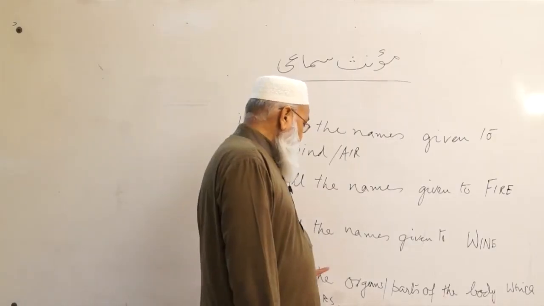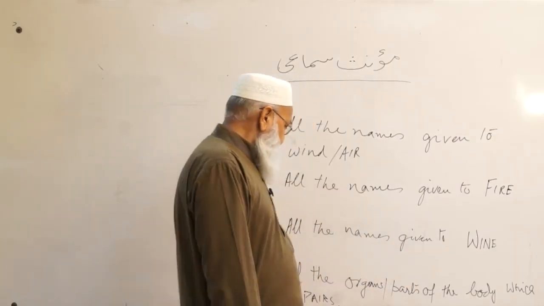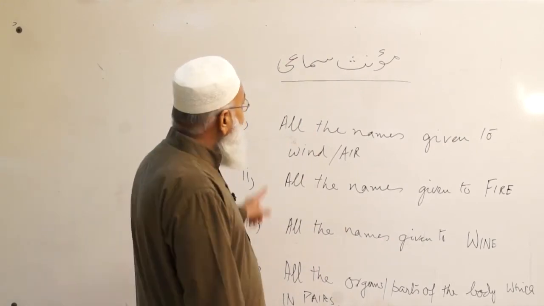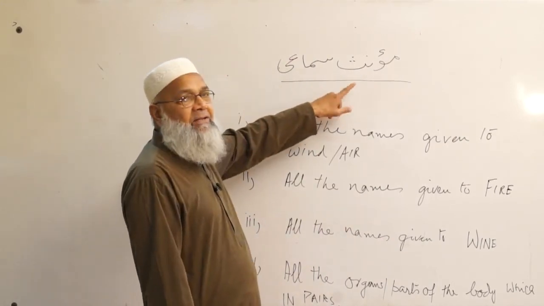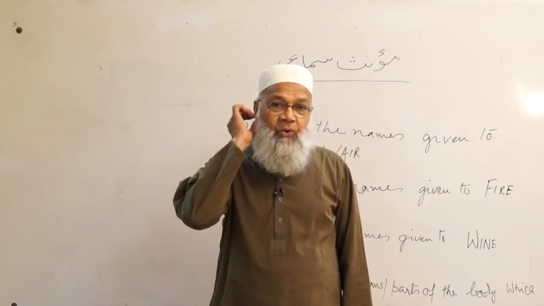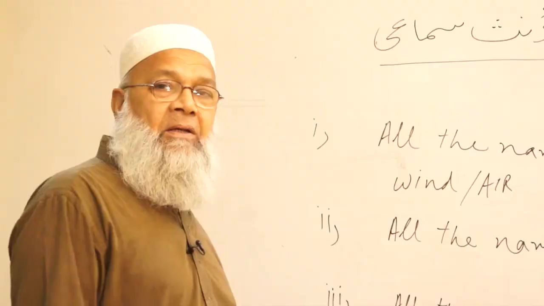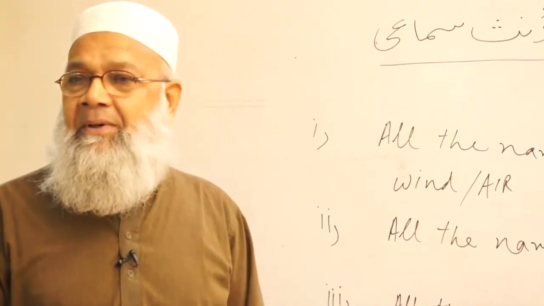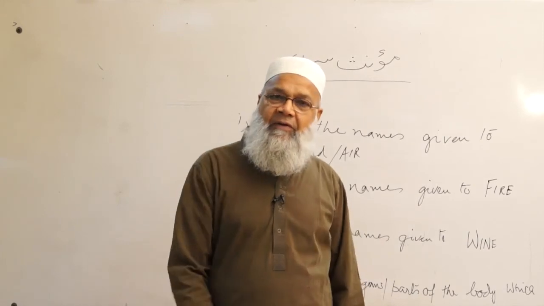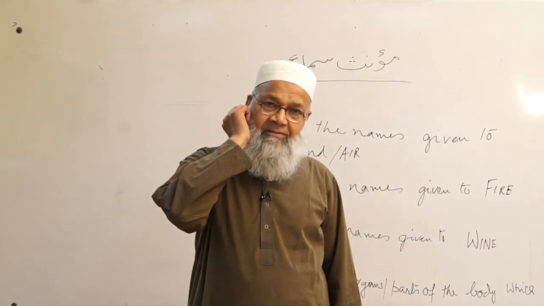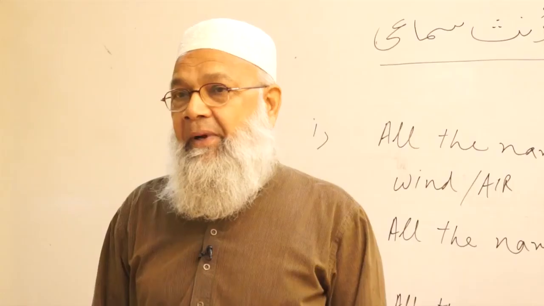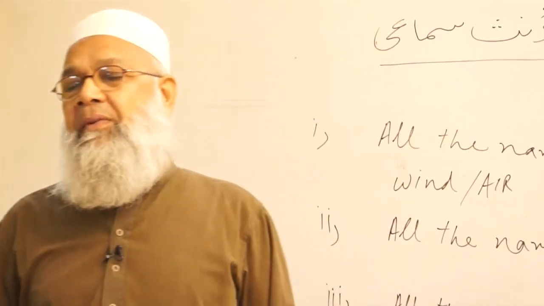So all the organs or parts of the body which are in pairs would be treated by the Arabs as feminine nouns. Yadun, feminine. Ainun, feminine. Odunun, feminine. Rijlun, feminine. We have two lips. Shafatun, lip is also feminine. Odunun, ear. Ainun, eye. And yadun and rijlun, hands and feet.